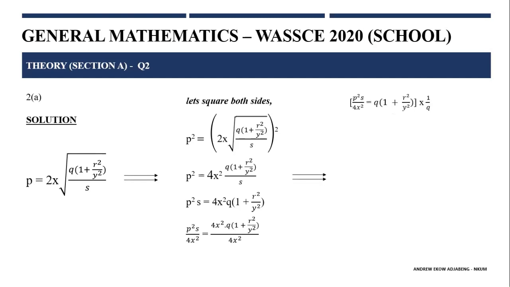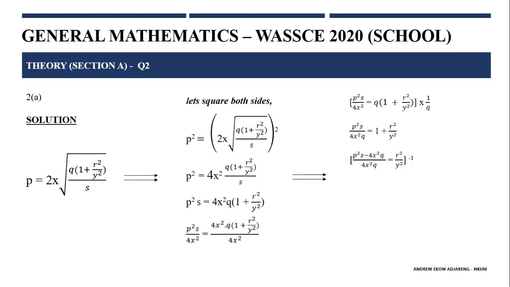This will result as P squared X over 4x squared equals Q, bracket multiplying 1 plus R squared over Y squared, times 1 over Q, where we want to also eliminate the Q. Since we eliminate the Q, we have P squared X over 4x squared Q equals 1 plus R squared over Y squared. What are we making the subject?